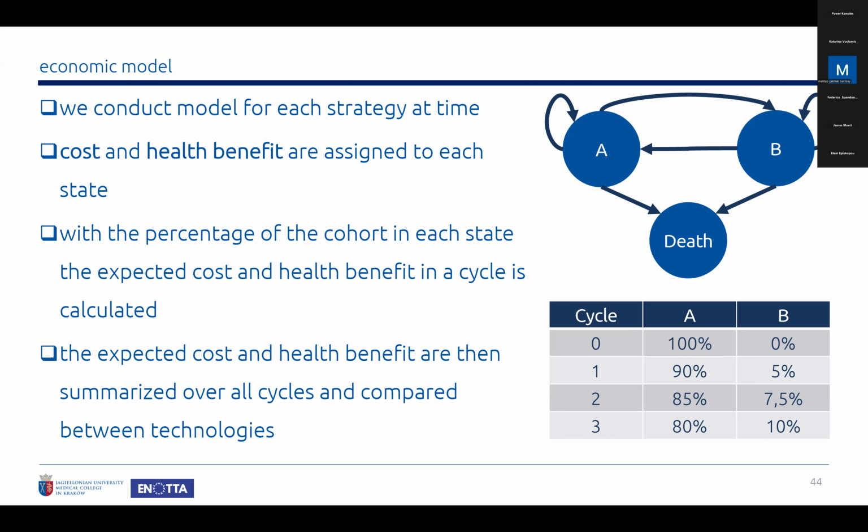And then we calculate expected cost and benefits by multiplying the percentage of people in each state by the cost or health benefits assigned to the states. After this, we sum those results over all cycles and compare between alternatives, comparing between strategies, usually treatment.